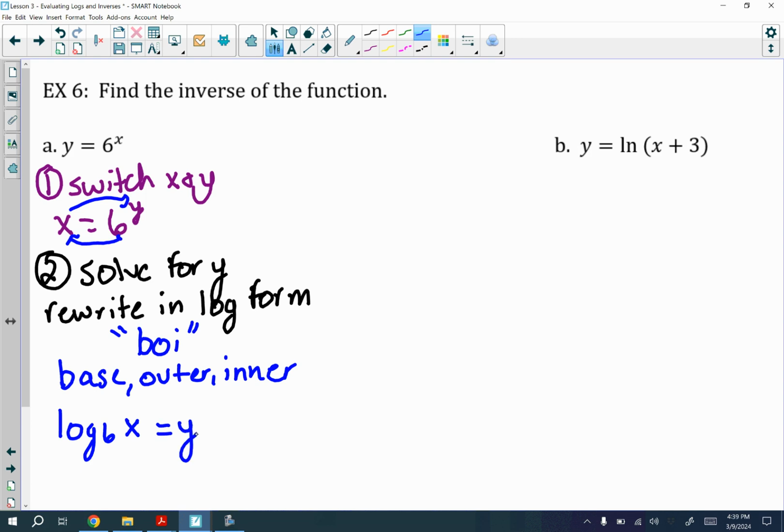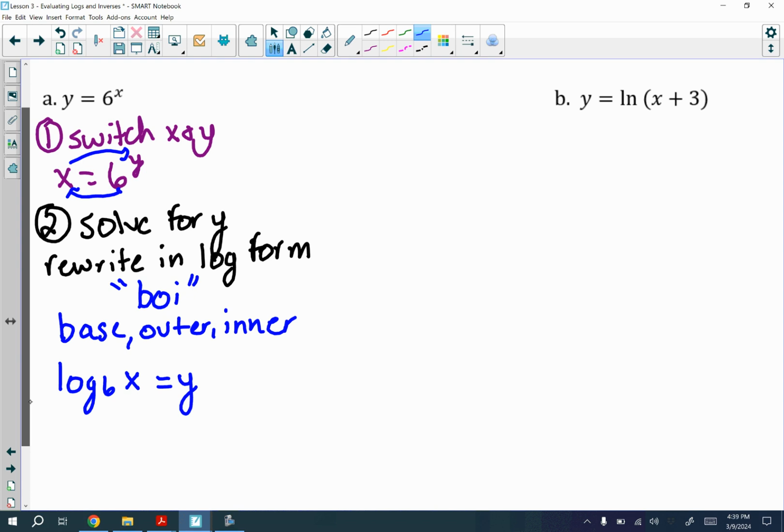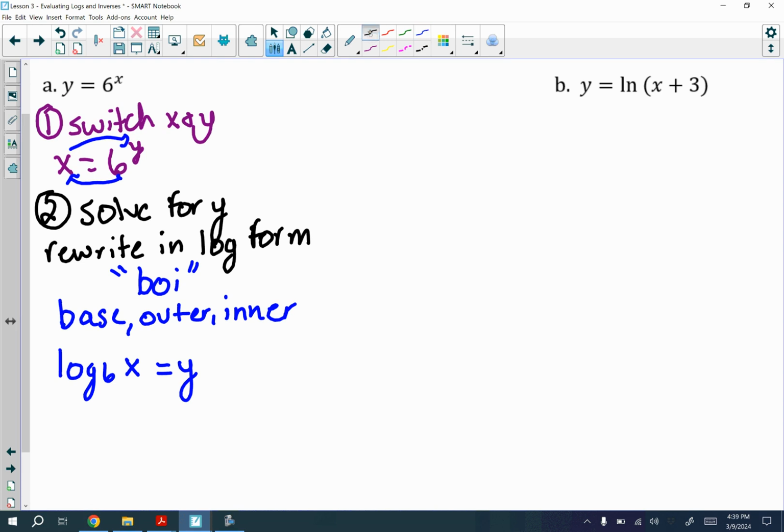And then from here, we can just leave our answer as this. Now, you can write your answer in inverse function notation. We are just going to leave it here since we just have a y equals. So this would be our answer.